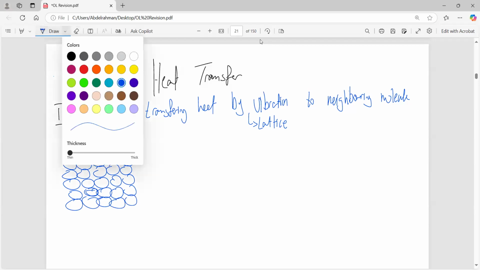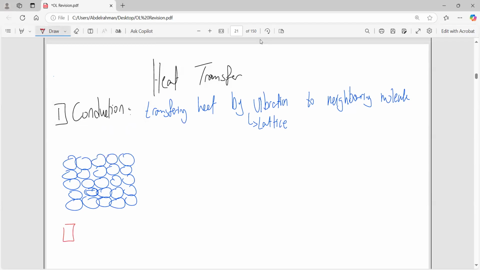If I start to heat the solid object from this part, the first molecule will gain a lot of energy, and thus it will transfer this energy to the neighboring molecules by conduction, through lattice vibration. So the molecules will start to heat up this way. That's lattice vibration in neighboring molecules. Then we have two types of materials, two types of objects: either a good conductor or a poor conductor of heat.